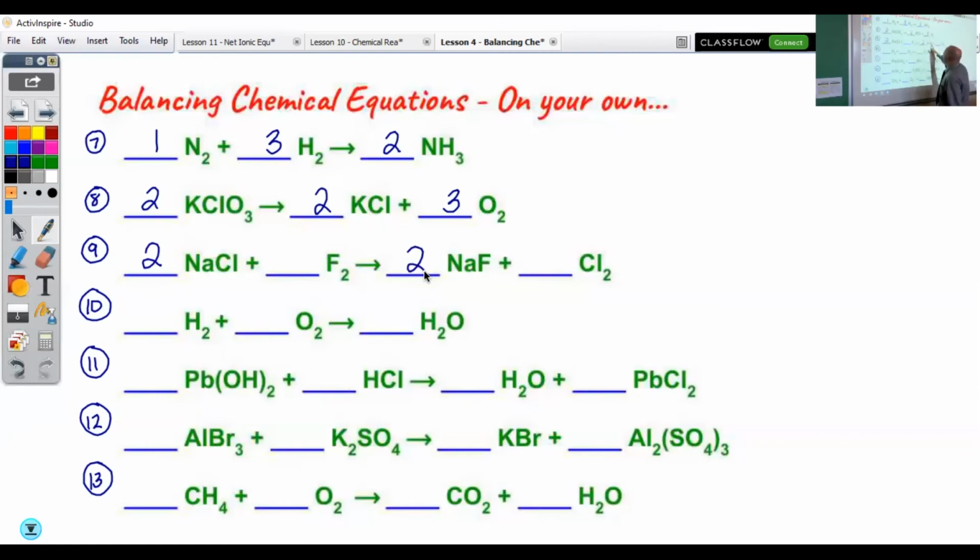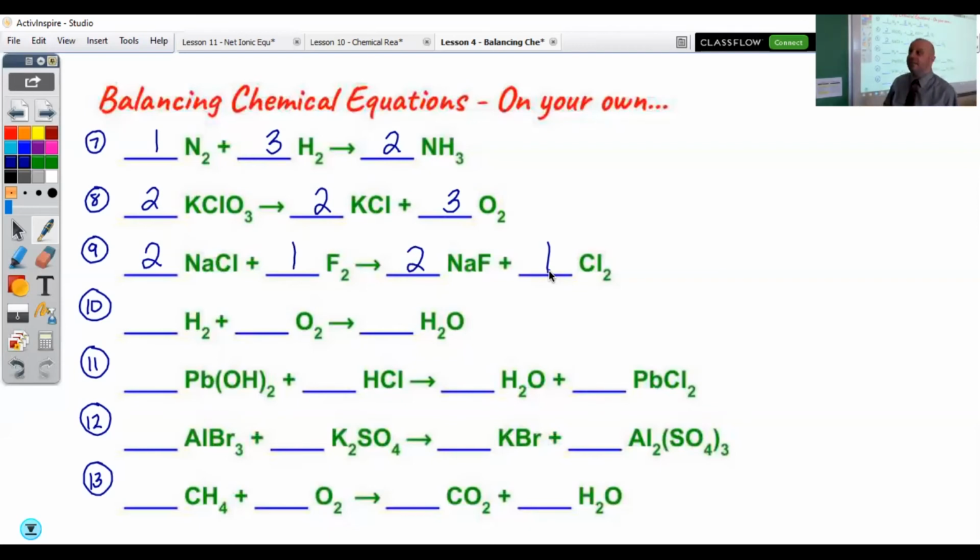And finally, I have 2 fluorines, and I have 2 fluorines. So I can finish that off with a 1. So 2 sodiums, 2 sodiums. 2 chlorines, 2 chlorines. 1 F2, that's 2 Fs, and I have 2 Fs, 2 fluorines right here.